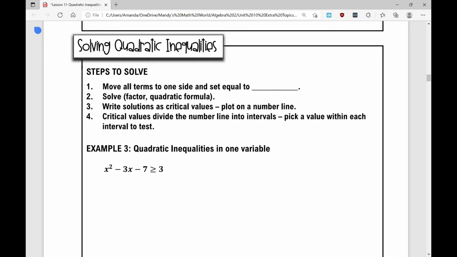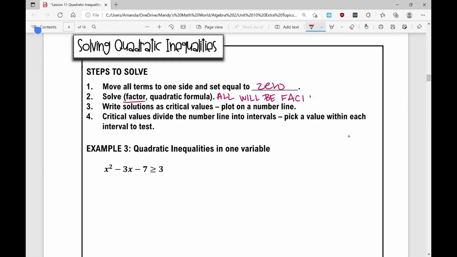The first thing you're going to do is move all terms to one side, and you're going to set it equal to 0. Then you're going to solve it. You're going to factor it, use the quadratic formula, etc. Everything today will be factorable. So all examples, everything on the assignment, all will be factorable. I'm just going to write that down. Factorable. Factor if you are able.